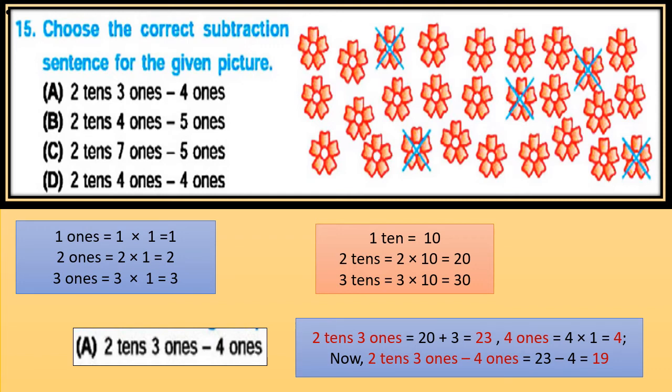Now option A is 2 tens, 3 ones minus 4 ones. Now 2 tens, 3 ones: 2 tens is 20, 3 ones is 3. So 20 plus 3 is 23. So 2 tens, 3 ones is 23. 4 ones is 4 into 1, 4. Now 2 tens, 3 ones minus 4 ones is equal to 23 minus 4, which is equal to 19. Now similarly calculate the other options and choose the correct option.